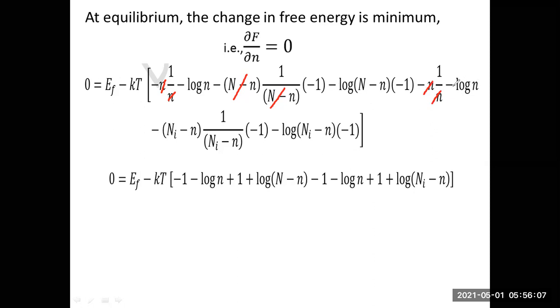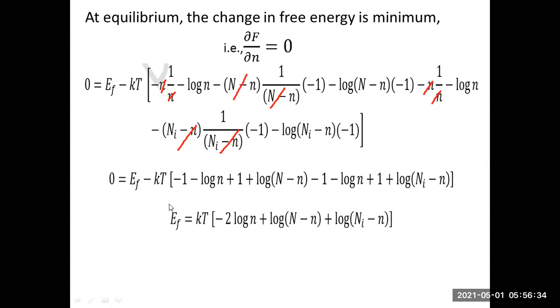So see here, minus into minus is plus. Okay, so this and this can cancel. Minus into minus is plus 1. Clear, everybody? See here, minus into minus is plus log of capital N suffix i minus n, as it is written, right? So with this, we just move to the next step. Clear, everybody?